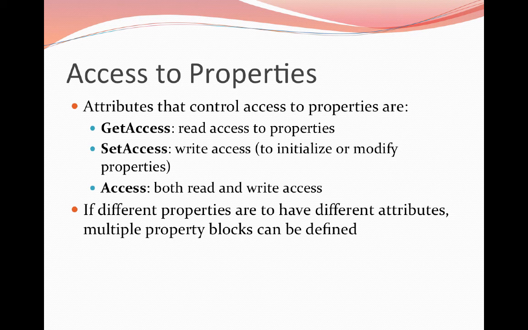The attributes that control access to properties are getAccess, which gives you read access to the properties, and setAccess, which gives you write access to initialize or to modify the properties. Access gives you both read and write access. Now, if you're going to have different properties that have different attributes, you can define multiple property blocks. So for example, if you want some properties to be public and some properties to be private, then you use different property blocks for them.